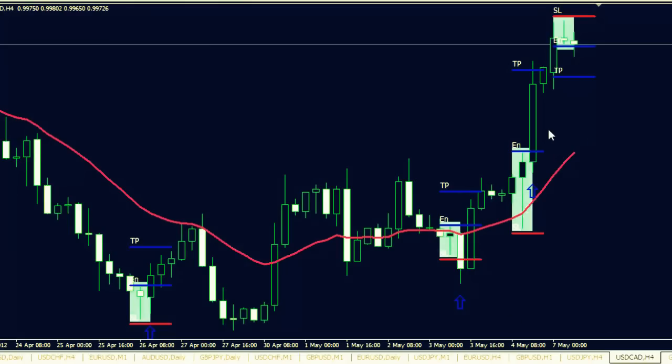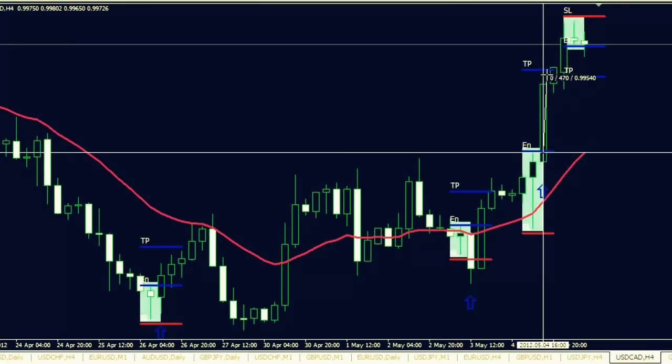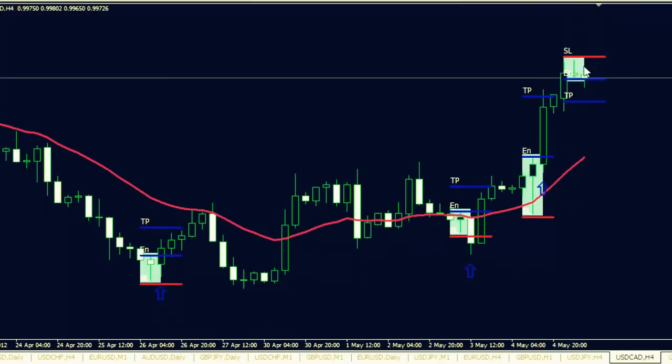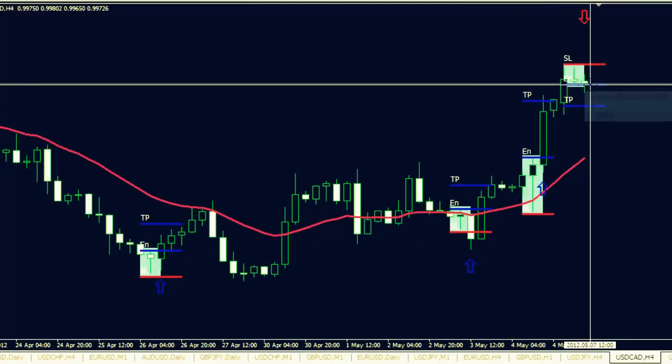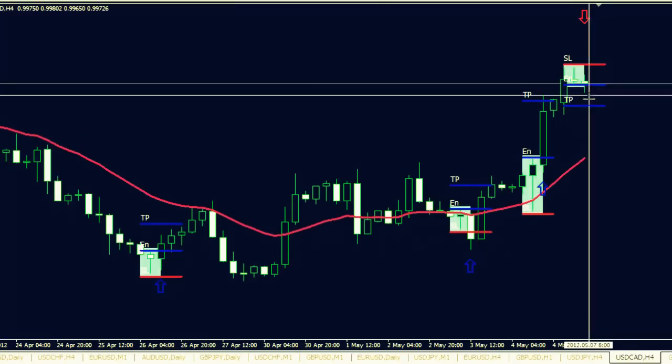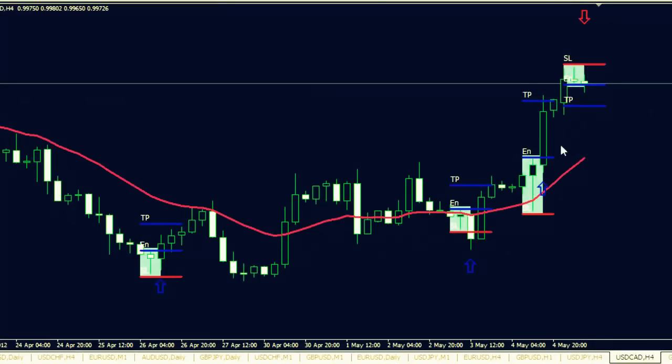Now another signal is this one. When you're going in the same direction as the trend, you have a very nice break of the entry line, and as you can see, it was a positive outcome. Now here is an opposite direction signal. We had a break and we should have taken this trade, but I didn't place a pending order here.